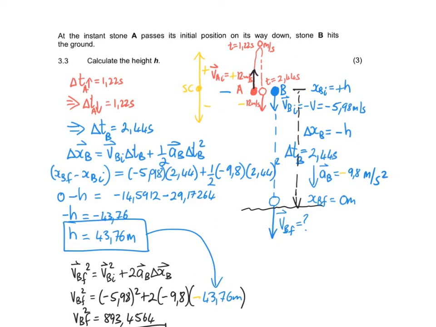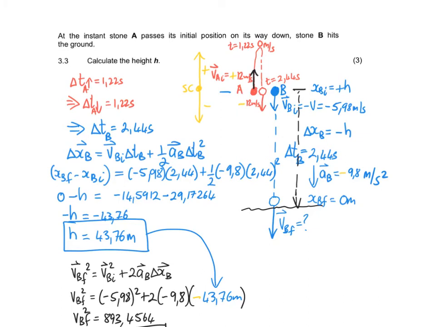It's minus 9,8 for both stone A and stone B. So now, when stone A comes back to its original position, it's going to be traveling at the same speed but in the opposite direction. So if that's plus 12, that's minus 12. I'm just explaining in detail so that you get a deeper understanding of what's going on here. The time it takes for A to move up 1,22 seconds and down 1,22 seconds means it's been traveling for 2,44 seconds.